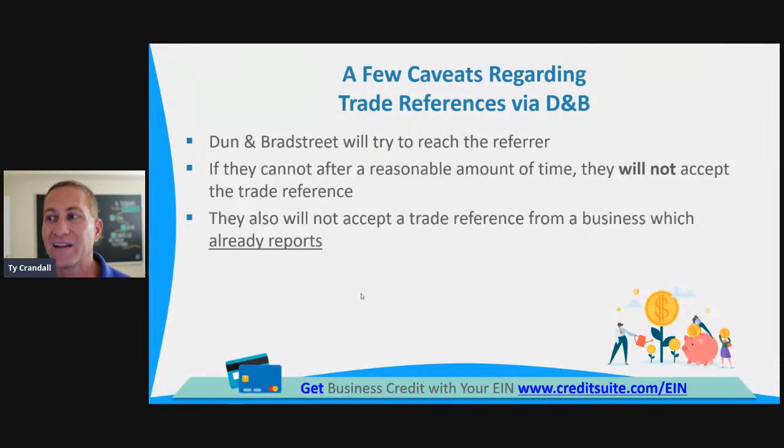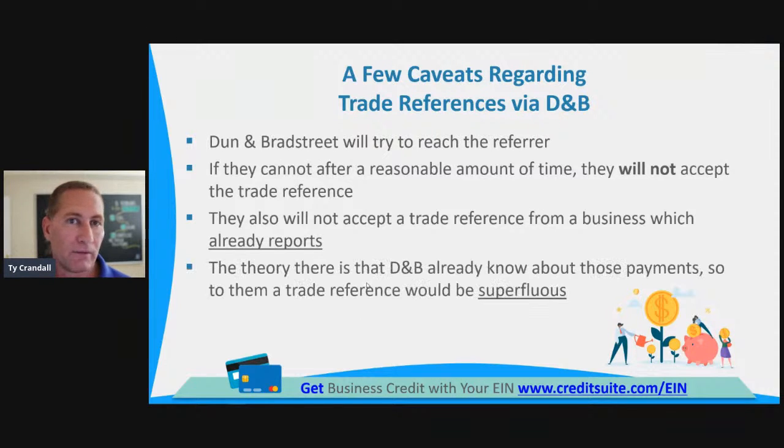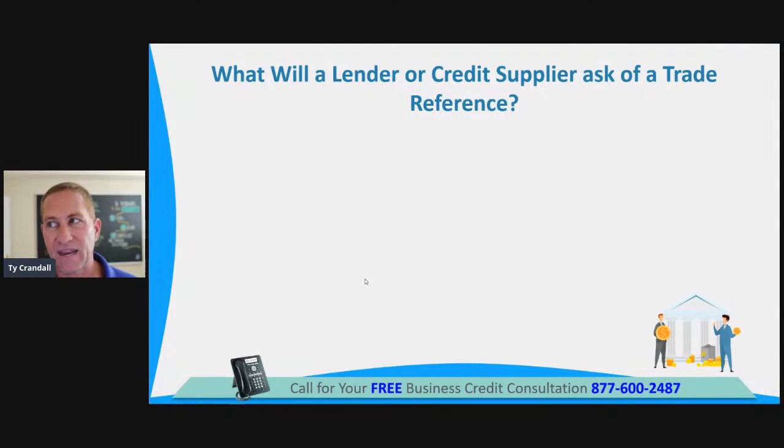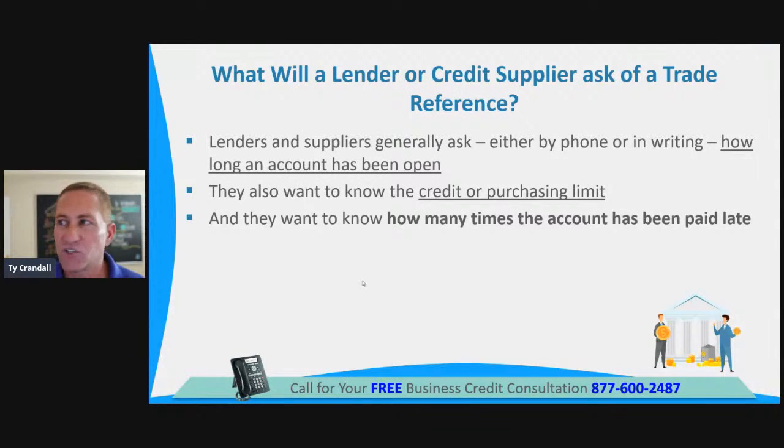They will also not accept a trade reference from a business which already reports to them. That makes sense. If the account's already reporting, they're not going to let that account be added as a trade reference. The theory here is that D&B already knows about the company. They already know about your payments, so you're not going to be able to double dip and get it added again.